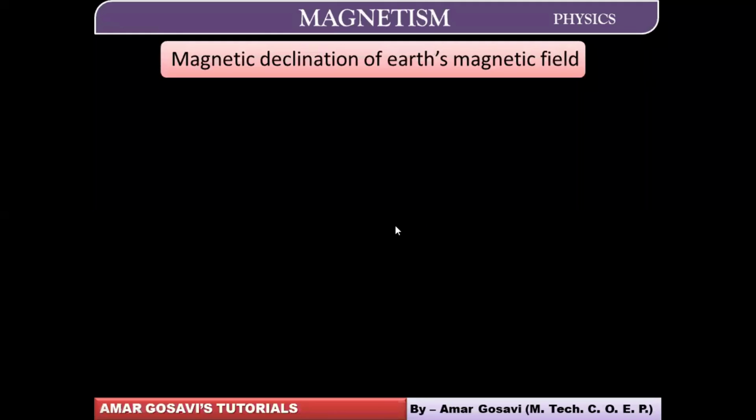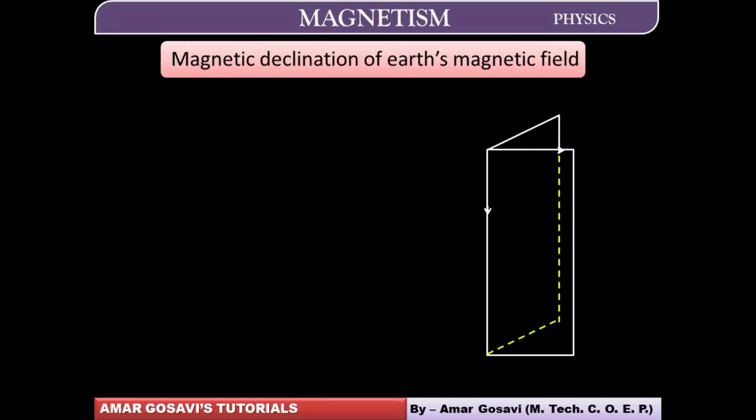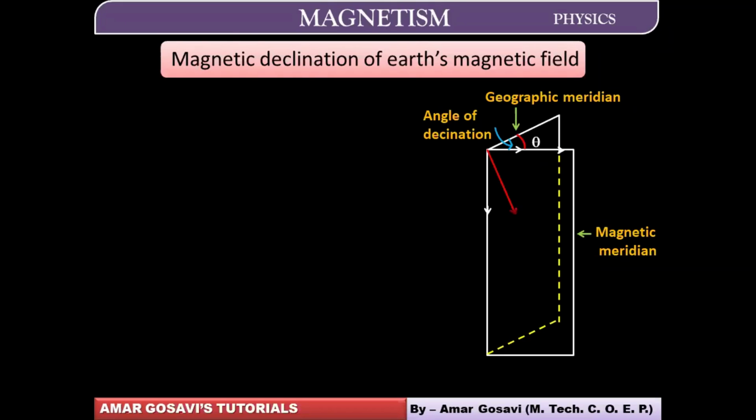Let's talk about the magnetic declination of Earth's magnetic field. When we talk about Earth's magnetic declination, just imagine a book open in 3 dimensions. Whenever you open a book, it will look somewhat like this. Say one page represents the magnetic meridian and the other page represents the geographic meridian. Then the angle between the geographic meridian and the magnetic meridian will be called the angle of declination, and it is denoted by the notation theta over here.